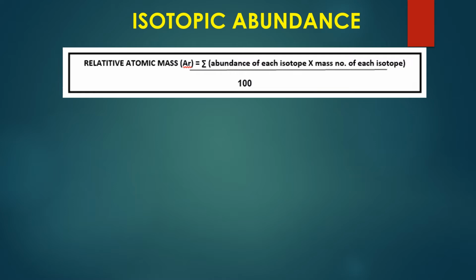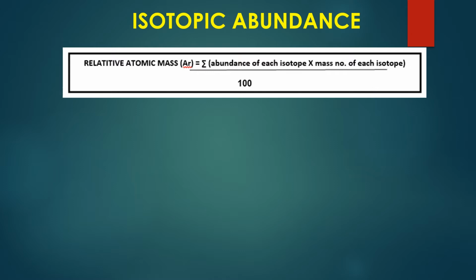Now, the atomic mass that is written in the periodic table is the average of the isotopic abundance of the individual isotopes of that element. So to calculate the relative atomic mass of an element, we are required to use the following formula. According to this formula, the relative atomic mass is equal to the sum of the percentage abundance of each isotope multiplied by the atomic mass of the isotope, and the whole thing is divided by 100.